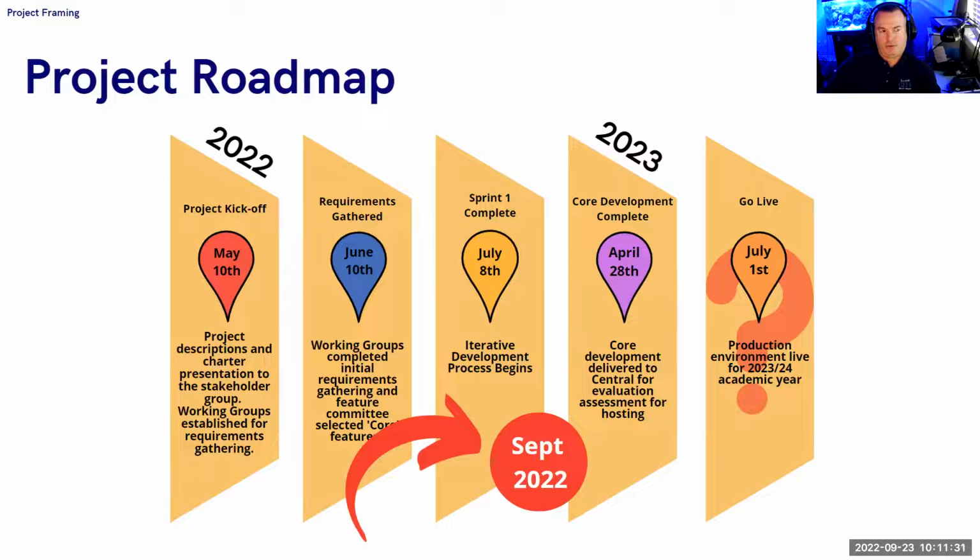We'll see. We'll provide further updates at future meetings as to whether or not that schedule is still able to be held. And then we'll ideally go live on July 1st in a production live environment, hopefully for the 2023-2024 academic year.